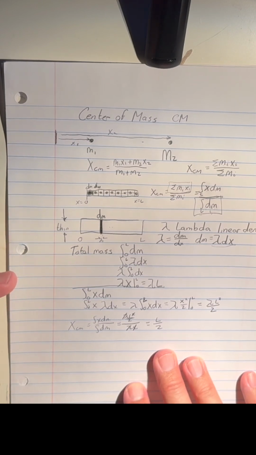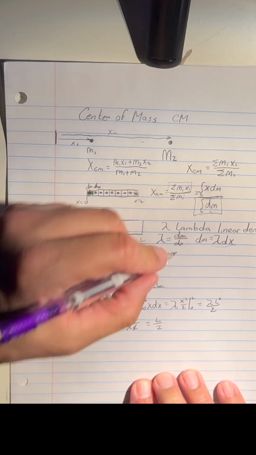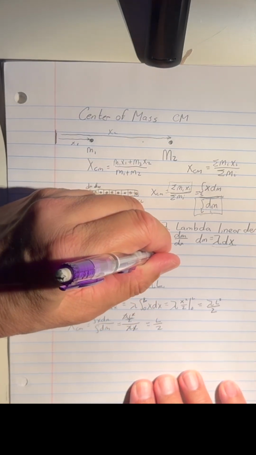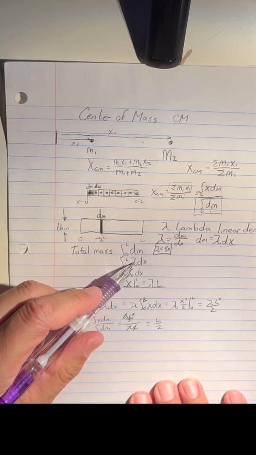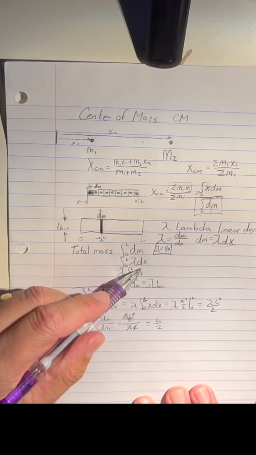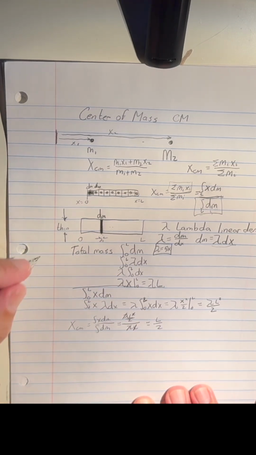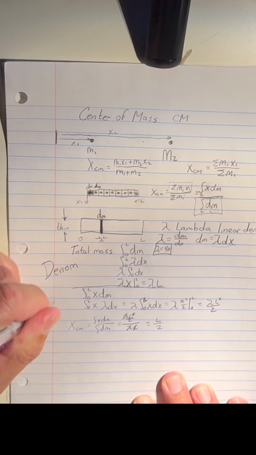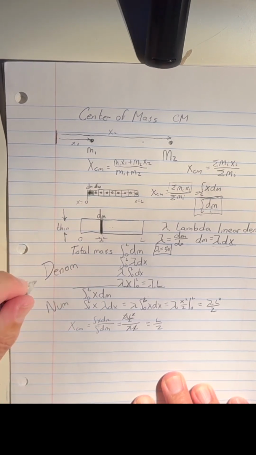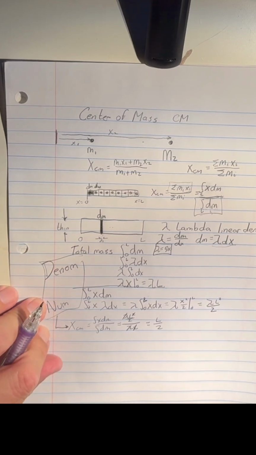Now we can also do this if lambda is not uniform, okay? If lambda is something like lambda equals 5x, you can see that substituting that in here, we get a 5 and an x, and we have a much more complicated total mass and a much more complicated numerator. So this is the denominator, and this is the numerator that goes into the position of the center of mass.